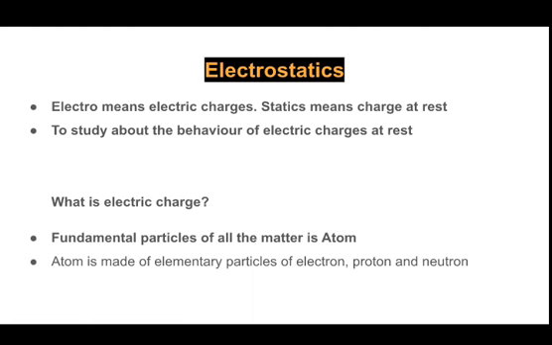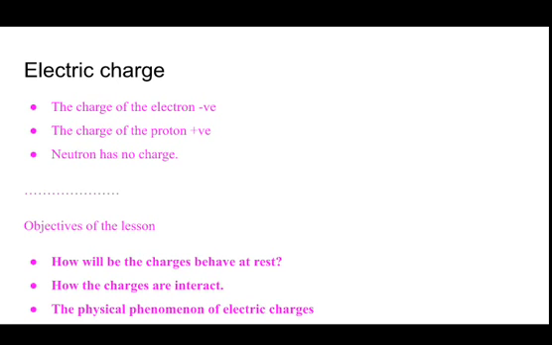What are electric charges? The universe is made up of fundamental particles of atoms. The atom is made up of elementary particles like electron, proton, and neutron. We already know that. What is the charge value of the elementary particles? Electron has negative charge, proton has positive charge, and neutron has no charge, that is, it is electrically neutral.